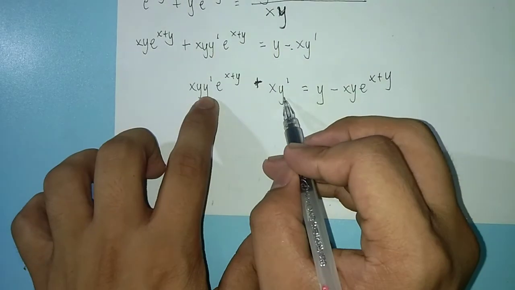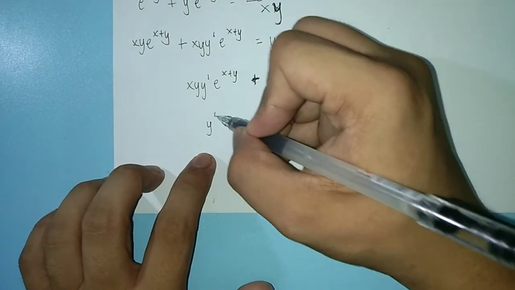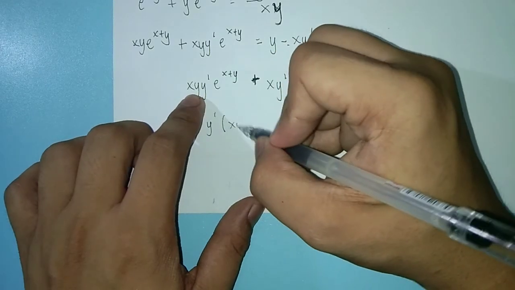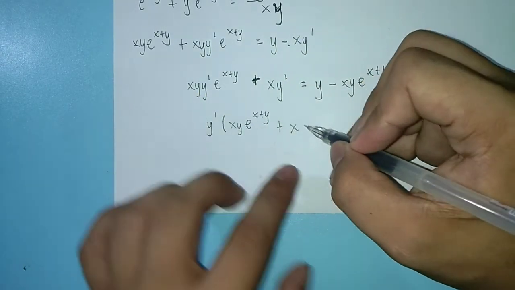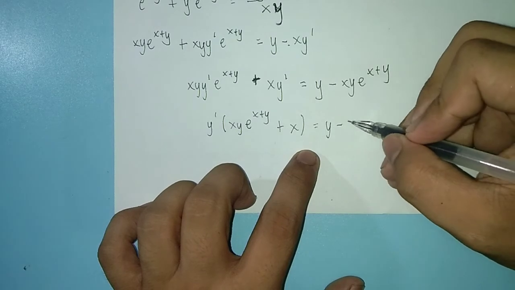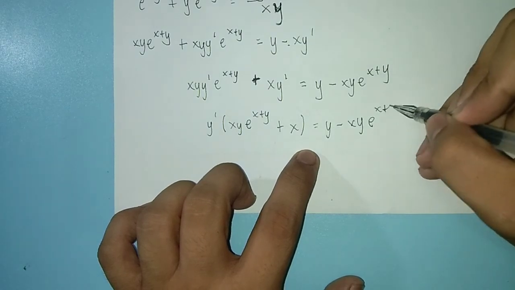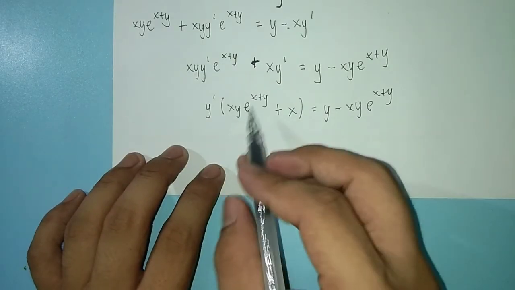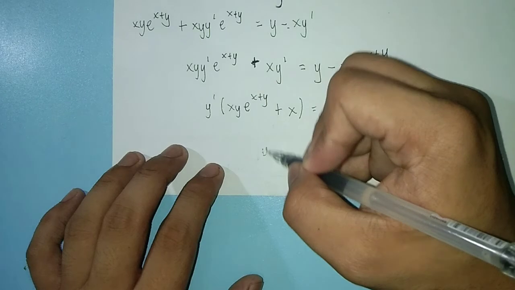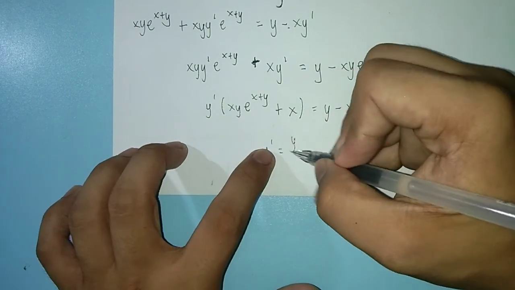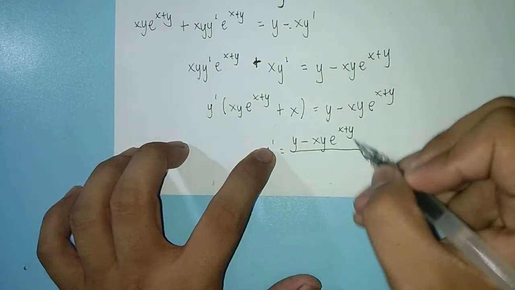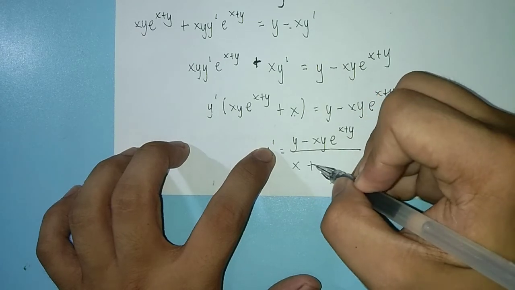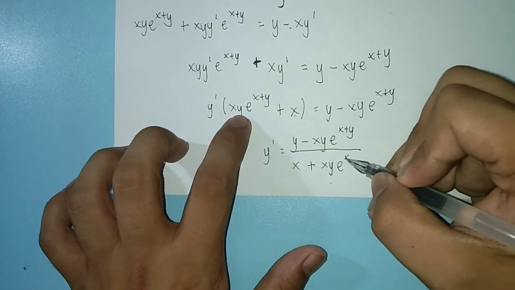Okay, so factor out ko yung y prime. Then ang matitira dito xy e raised to x plus y. Dito naman ang matitira x. Y minus xy e raised to x plus y. So divide both sides by ito. So matitira will be y minus xy e raised to x plus y over, unahin ko na yung x plus xy e raised to x plus y.